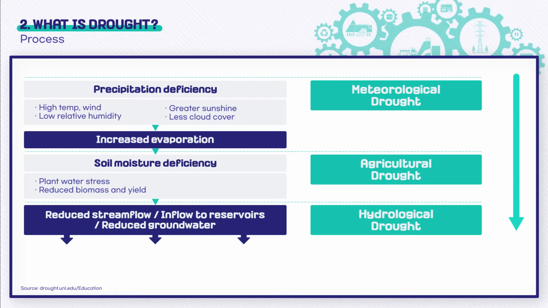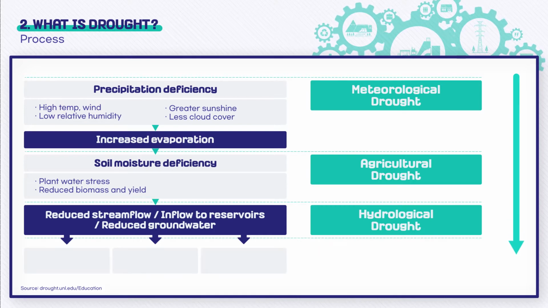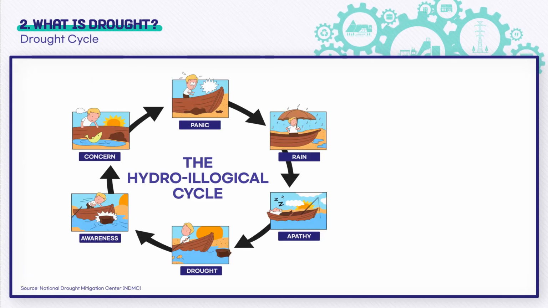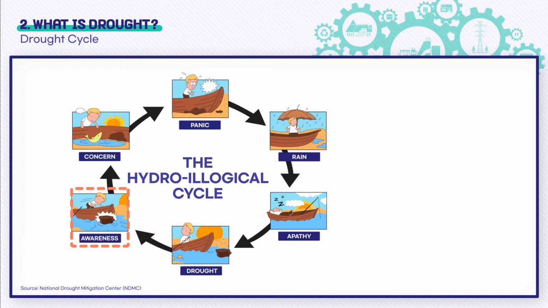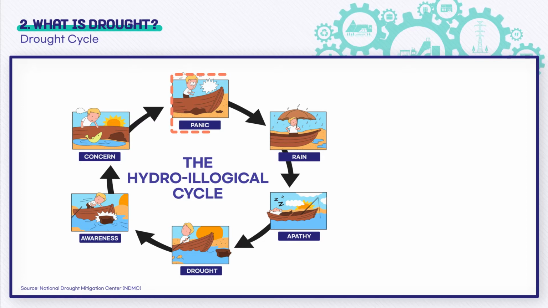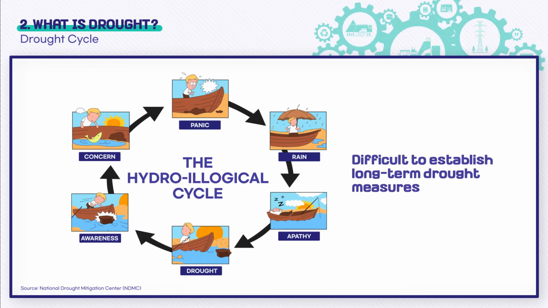When the 3 types of droughts occur over a long period of time, socioeconomic drought occurs and can affect people, nature, and the environment. The following images conceptualize the illogical behavior the general public has towards drought. When a drought occurs, the general public becomes aware of the situation, and when the severity increases, the general public begins to worry. When there is no water to use, the general public begins to panic, but when it finally rains, they become disinterested. As the images of the drought cycle highlight, it is very difficult to establish effective long-term drought measures.